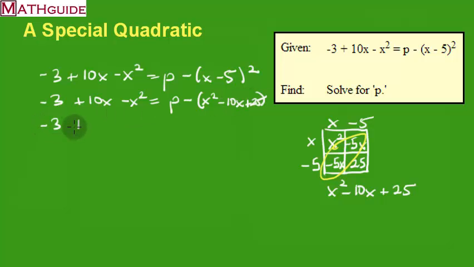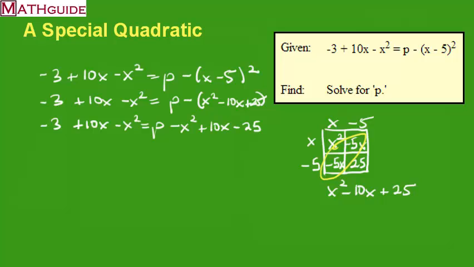Alright, but I got to take the opposite of everything in the parentheses, so I'm going to do that. So if I take the opposite of all of that, we are going to get, let's see, the opposite of x squared is -x squared. The opposite of -10x is +10x. Okay, and the opposite of 25 is a -25.